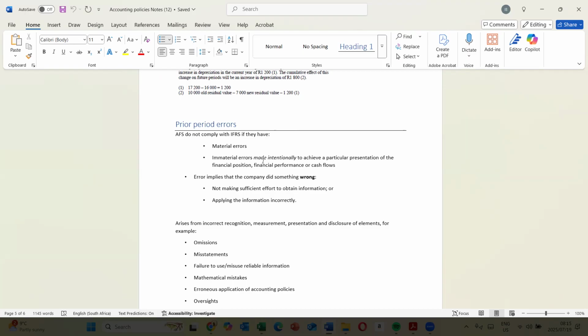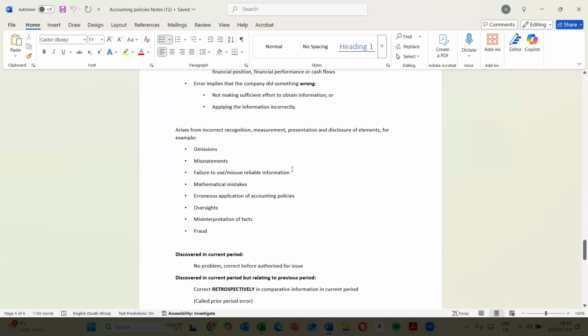So we're saying the financial statements that we've been presented with in the previous years are sitting with errors. We have different types of errors that we can have on the financials. Errors arise from incorrect recognition, measurement, presentation, and disclosure of elements. Examples of errors: errors of omission, where maybe you did not record the amount completely. We have misstatements, where you recorded an amount incorrectly. It was 10,000, then you recorded it as 1 million, somewhere along those lines. Or failure to use or misuse of reliable information, where you did not apply reliable information correctly. Or mathematical mistakes: additions, subtractions, multiplication, division, and all those kinds of things.